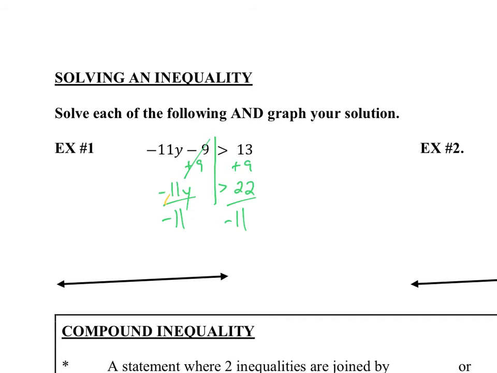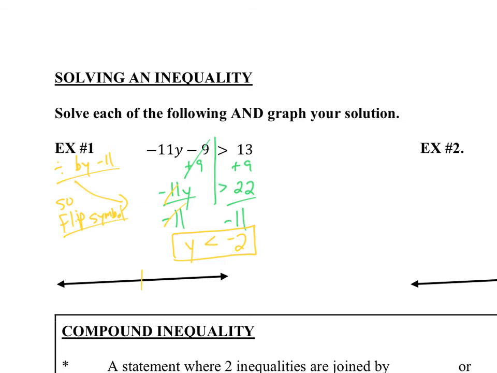So we divided by a negative number. If you divide by a negative, divide by negative 11, flip the symbol. So we would get y is less than negative 2. Again, if you divide by a negative, you have to flip the symbol. I don't like how this looks. I can't erase that now. So we flip the symbol.